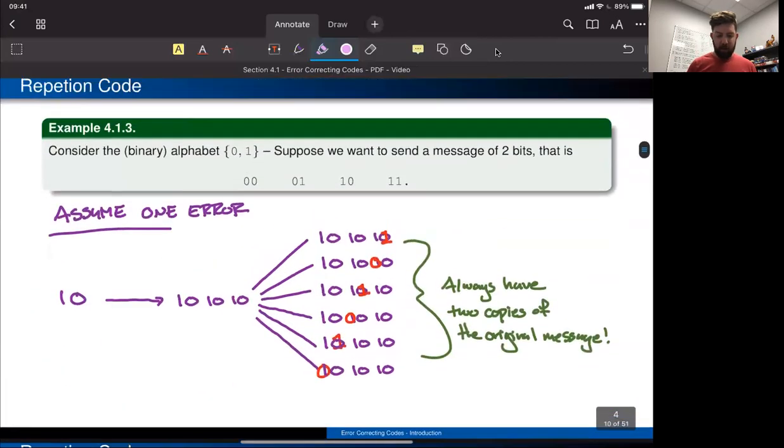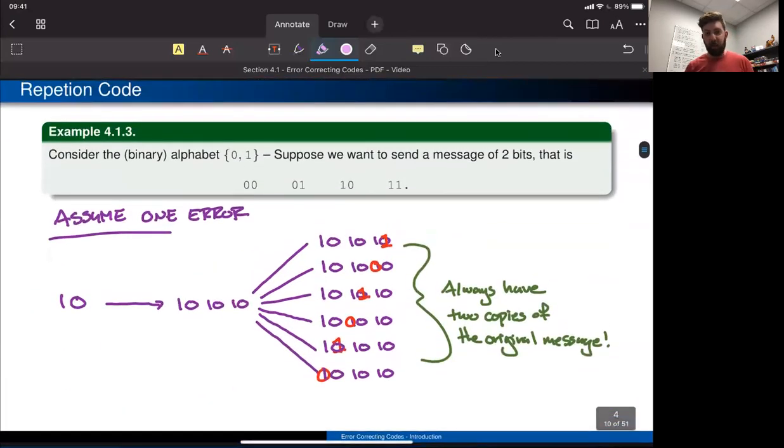So if I wanted to, let's say, send some messages that were length 2. So let's just play with bit strings. There are only 4 bit strings of length 2. They are 00, 01, 10, and 11. So I'm going to send this thing through some type of channel. And let's just say this channel is guaranteed to switch at most 1 bit. So I'm going to assume at most 1 error.